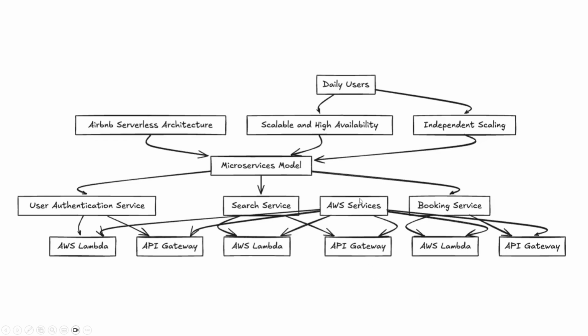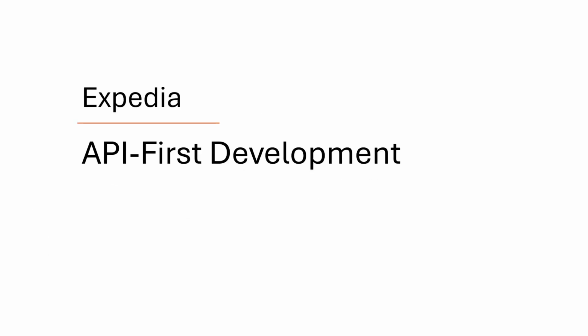For example, it uses different services to perform different actions, and each service is running in a serverless fashion, and when combined together they make a whole system. Let's say Expedia. Expedia follows API first development. It also heavily uses serverless components, and it is hosted in AWS. So it has a lot of components in AWS.